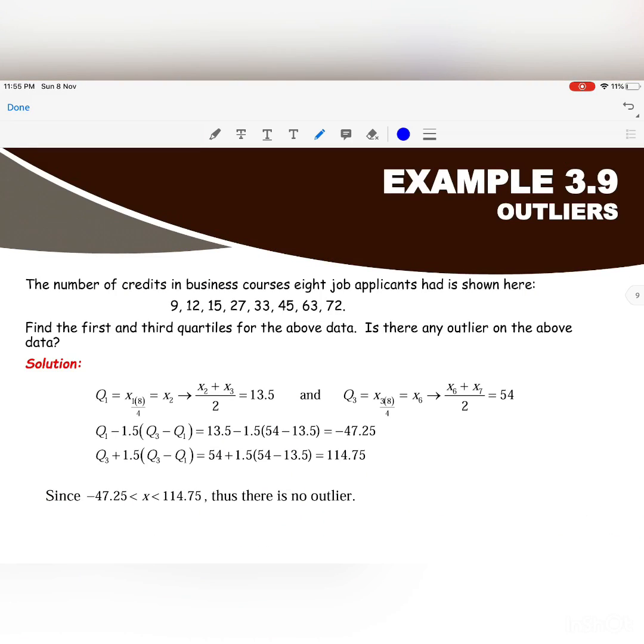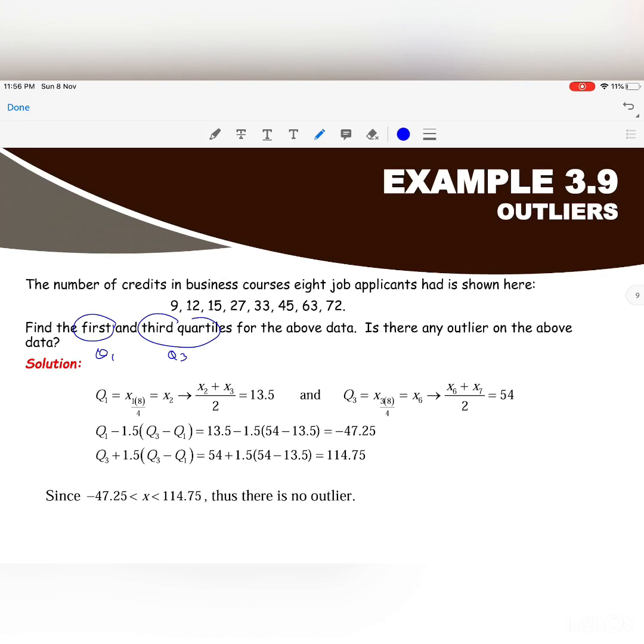So we look at example 3.9. The numbers of credits in business courses that 8 job applicants had is shown here. The data is already arranged in order. Find the first and third quartile. So we need to find Q1 and Q3. Find Q1 first.